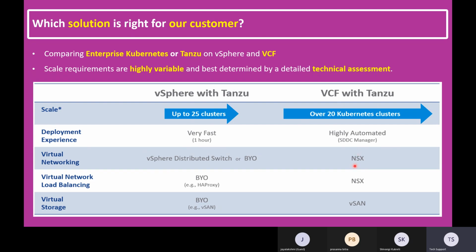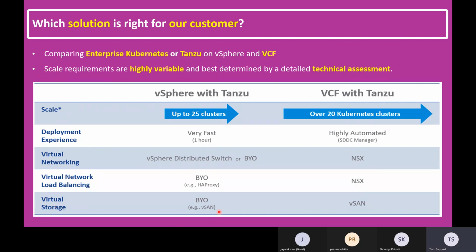NSX-T is needed. For load balancing, vSphere with Tanzu has the flexibility to use BYO, meaning bring your own load balancer device. One open source load balancer is HAProxy. This is a normal software appliance you can download from the internet and use for load balancing. For the VCF scenario, we should go with NSX-T only.